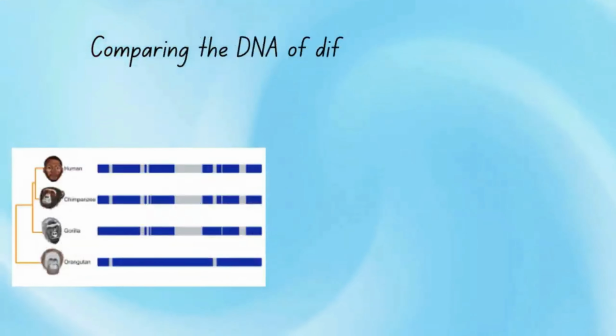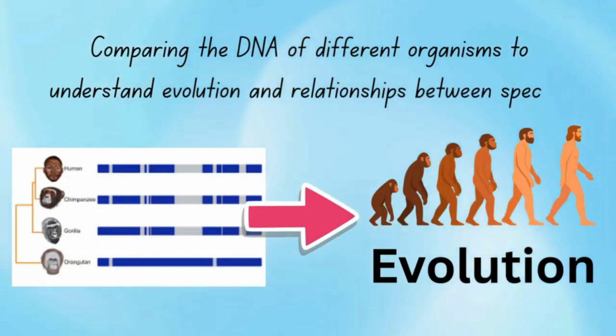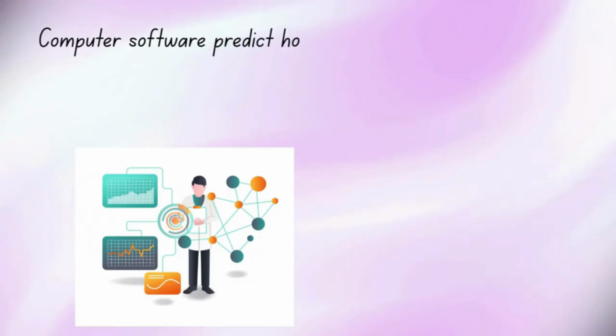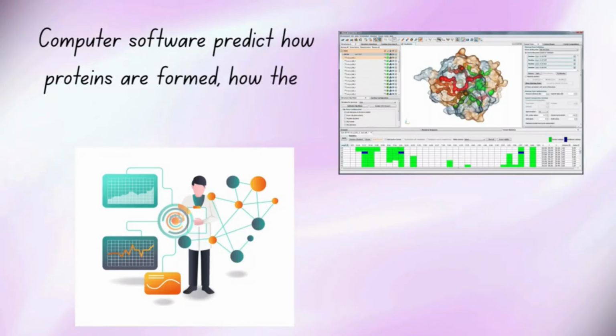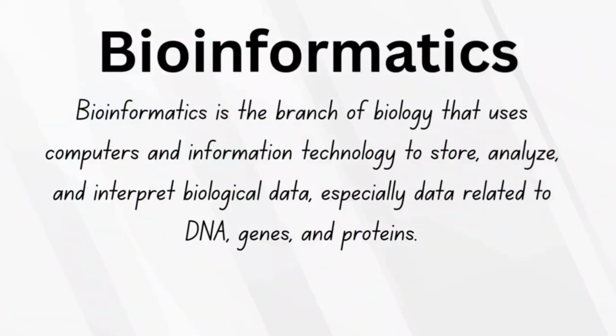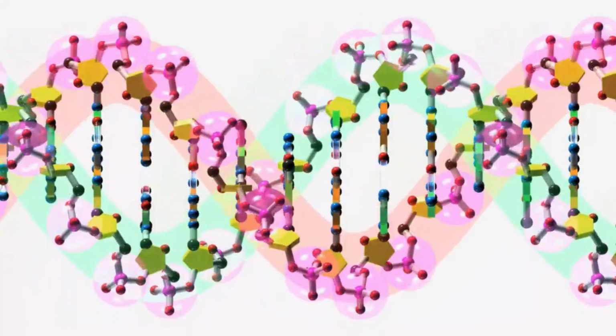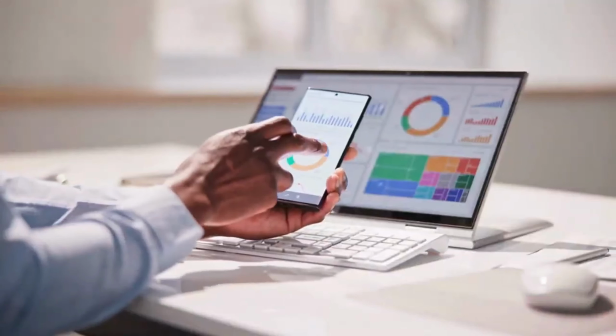Another example is comparing the DNA of different organisms to understand evolution and relationships between species. A third example is using computer software to predict how proteins are formed and how they might behave inside the body. So bioinformatics helps scientists handle large biological data quickly and accurately. It makes modern biological research faster, smarter, and more efficient.